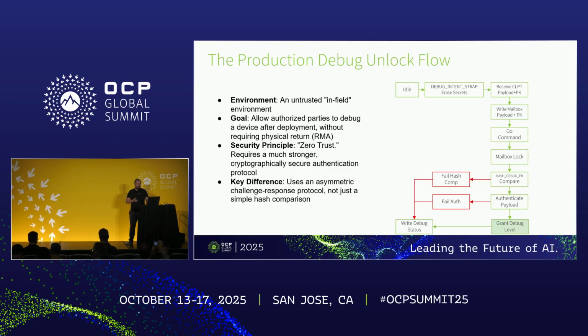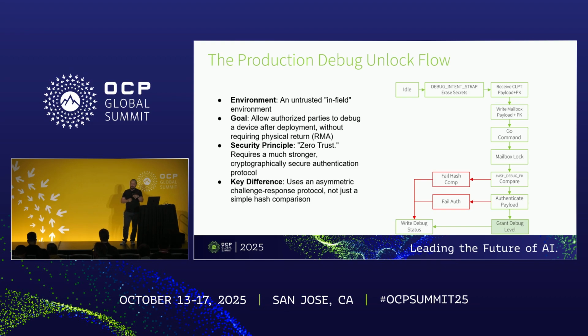And then the production unlock flow is intended to run in an untrusted environment. We only want to allow authorized parties to debug the SoC. And we want to give SoC integrators the ability to define their own policies. So by design, we have support for implementing up to 64 different policies, each one with a different public key used for verification.